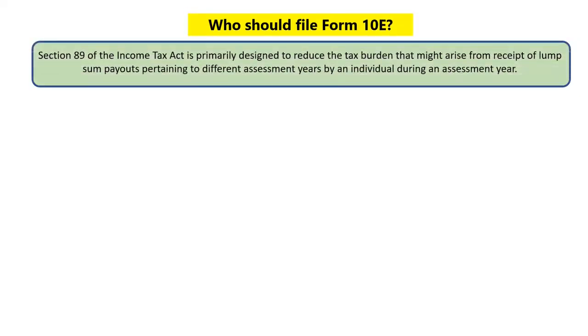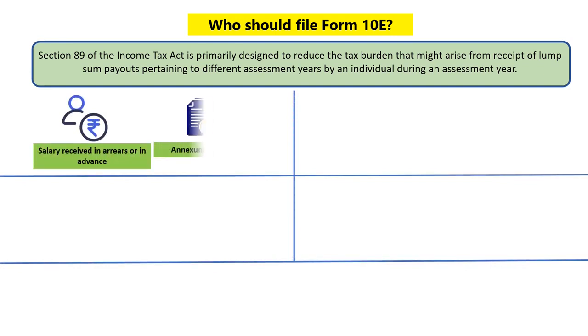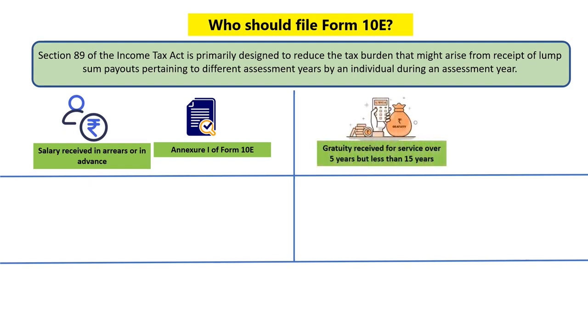Please note, Section 89 of the Income Tax Act is primarily designed to reduce the tax burden that might arise from receipt of lump sum payouts pertaining to different assessment years by an individual during an assessment year. Some examples of these lump sum payouts could be salary received in arrears or in advance. In such a case, in order to claim tax relief under Section 89, the assessee is required to file Annexure 1 of Form 10E. If the assessee receives gratuity for service over 5 years but less than 15 years, to claim a relief under Section 89, you are required to fill Annexure 2 of Form 10E.